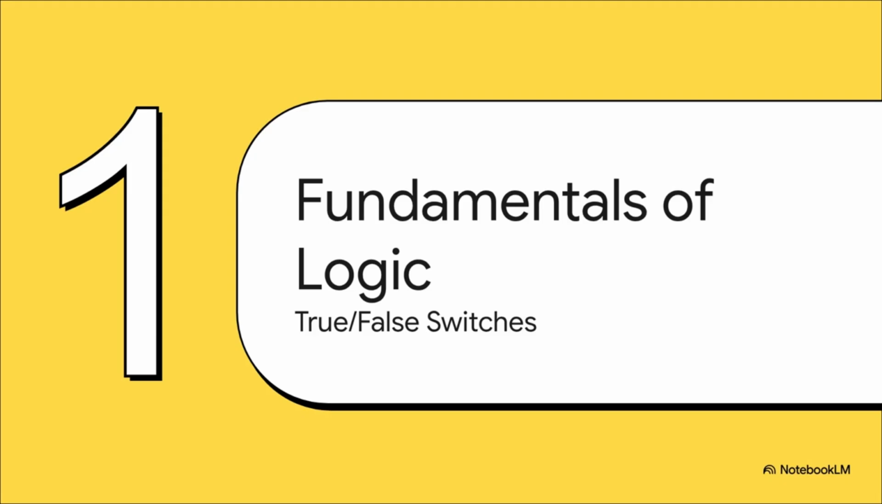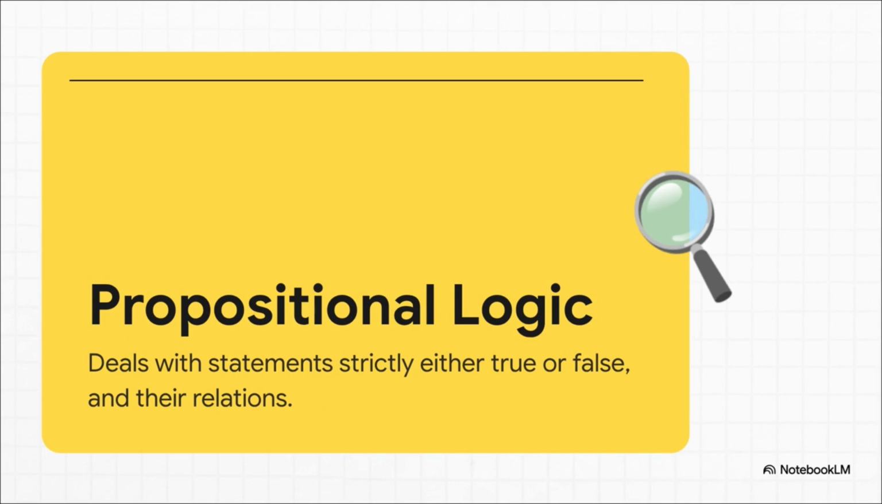binary switches. To really understand how computers think, we first have to wrap our heads around propositional logic. Basically, this is a branch of logic dealing entirely with propositions, which are just statements that are strictly 100% either true or false. Think about the processor sitting inside your laptop right now. It doesn't understand conversational English, it doesn't get nuance, it literally just understands electricity. It reads digital switches that can only be on, which we call true, or off, which we call false.